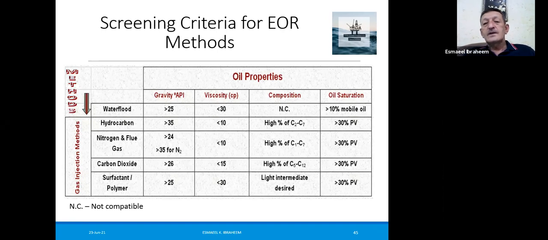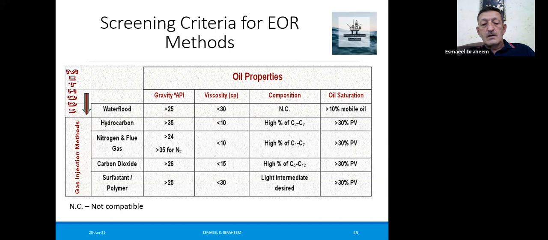Screening criteria for EOR methods. You have here the methods on the left side, gas injection methods, for example: water floods, hydrocarbon, nitrogen, flue gas, carbon dioxide, surfactant. Which one is the best? Which one fits your reservoir? And which one fits the oil properties that you have? These are the limitations of the oil properties. You see here gravity, viscosity, composition, oil saturation.